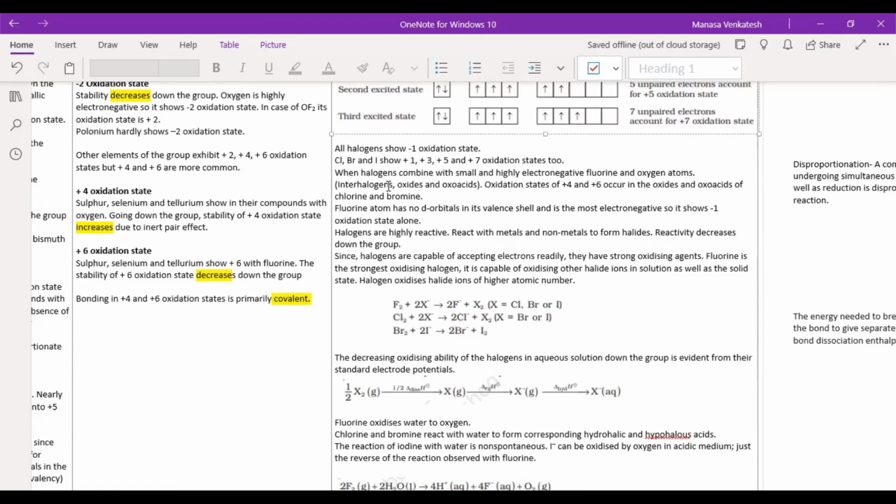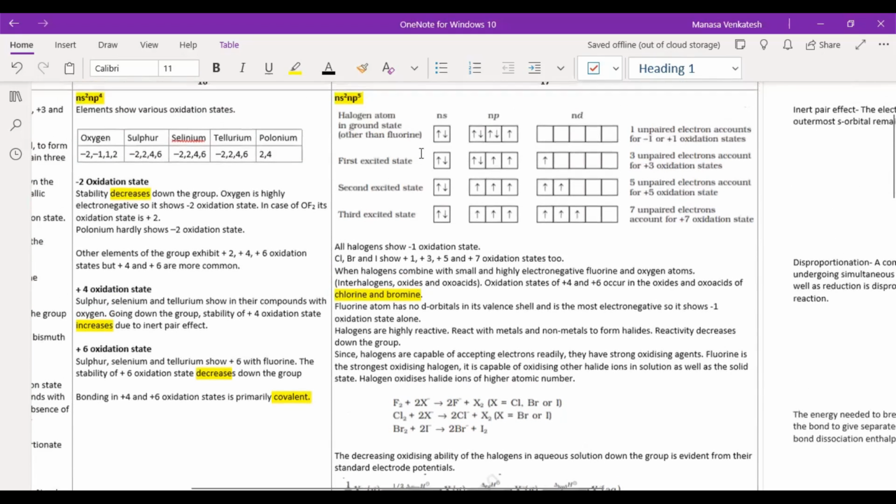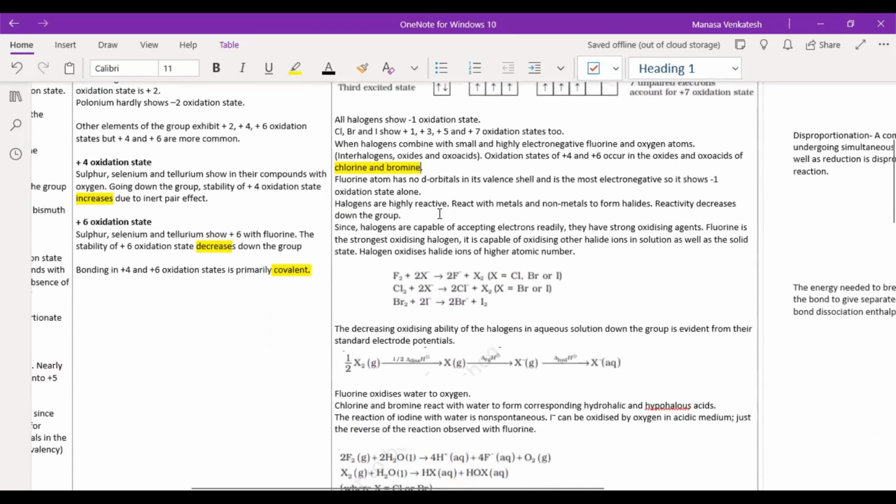Now, oxidation states of +4 and +6 are observed for oxides and oxo acids of chlorine and bromine. Obviously, the reason you only have -1 for fluorine is because it does not have d orbitals, so all of this wouldn't even take place. And halogens are obviously very reactive. So they react with almost all the elements, with metals and with non-metals, and they form halides. And obviously, as we go down the group, the reactivity of halogens also decreases.